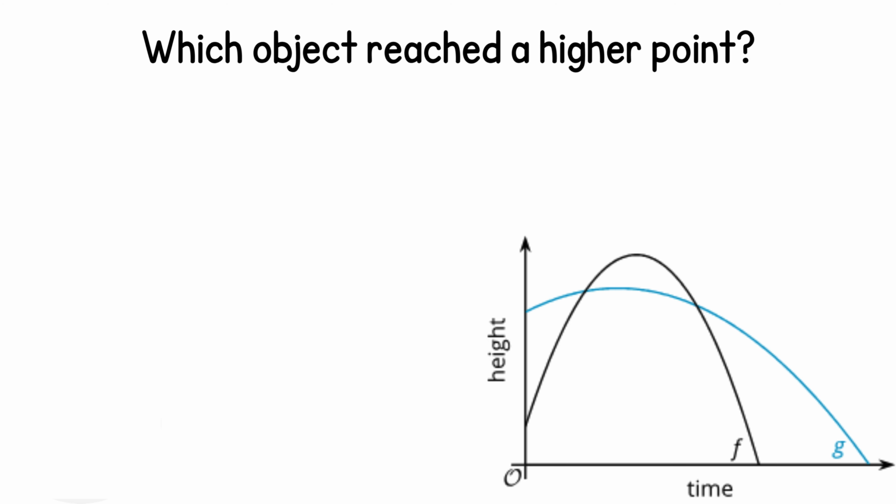Now to determine which object reached a higher point. So this time we're going to look at the vertex of each parabola. And we can see that function f reached a higher vertex than function g. So function f reached a higher point. Let's look at one more example.